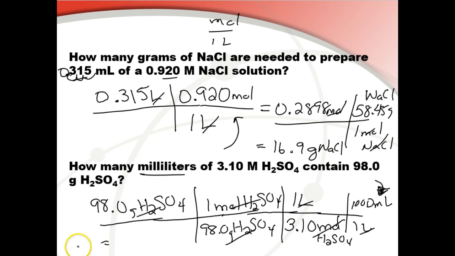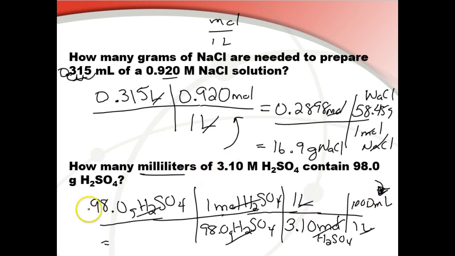Actually, before we do the calculation, what I want to do is point something out. If I'm doing this on a test, I'm not going to bust out my calculator before I look at my answers, because I know this is about 1. This is 1, right? 98 divided by 98. I know 1 divided by 3 is about a third, so I know that I need about 300-ish milliliters, right? So this would be a third of a liter, and then multiply by 1,000.